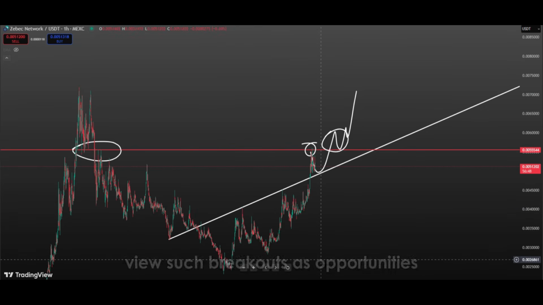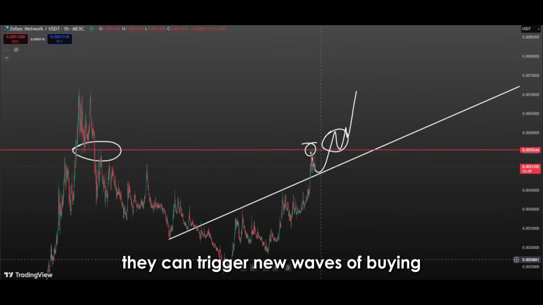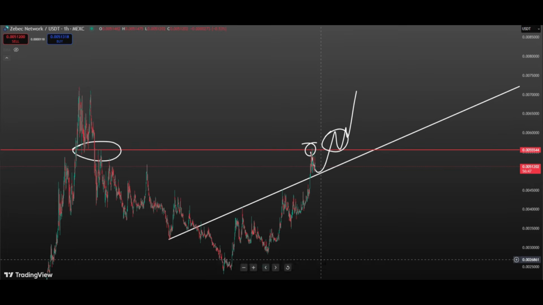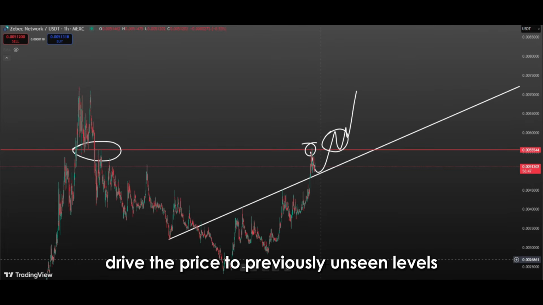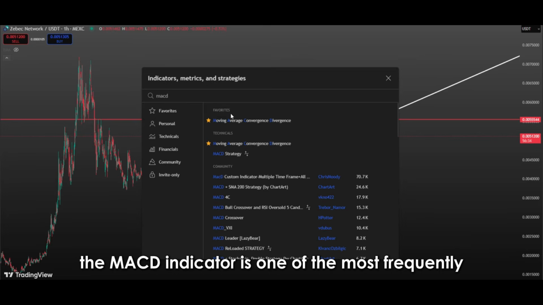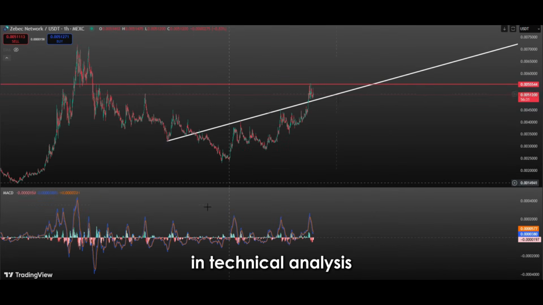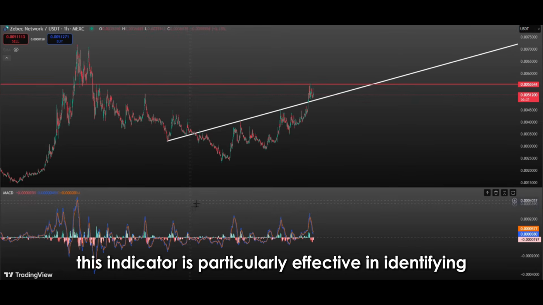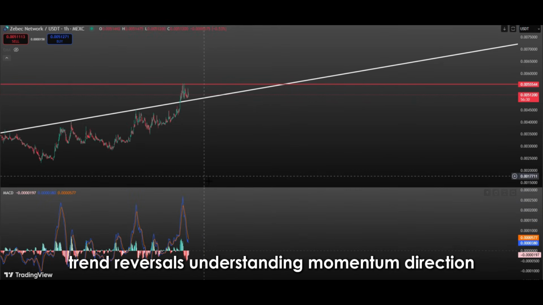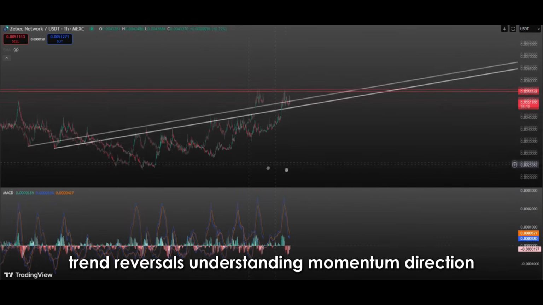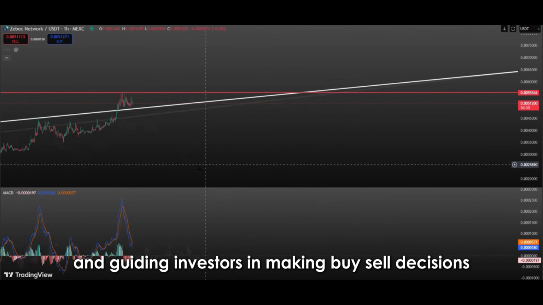When market participants view such breakouts as opportunities, they can trigger new waves of buying and potentially drive the price to previously unseen levels. The MACD indicator is one of the most frequently used and reliable signal providers in technical analysis. This indicator is particularly effective in identifying trend reversals, understanding momentum direction, and guiding investors in making buy-sell decisions.